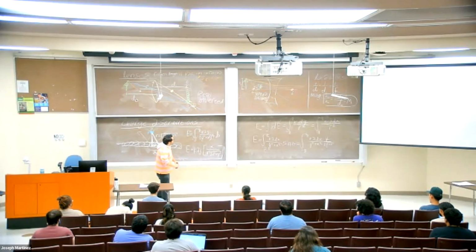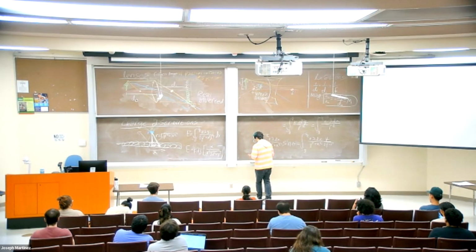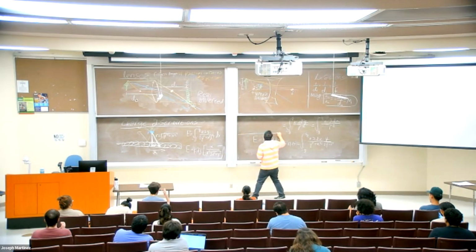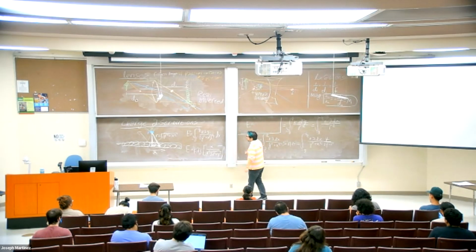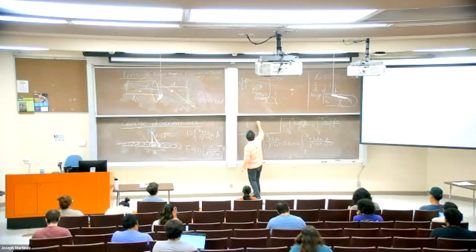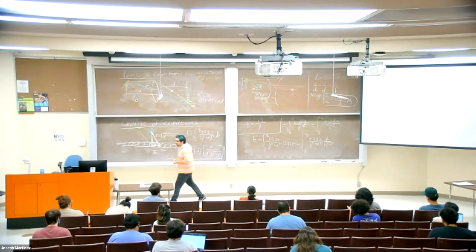So for a nearly infinite wire, our result for the electric field simplifies to K times lambda over the distance to the wire, y.